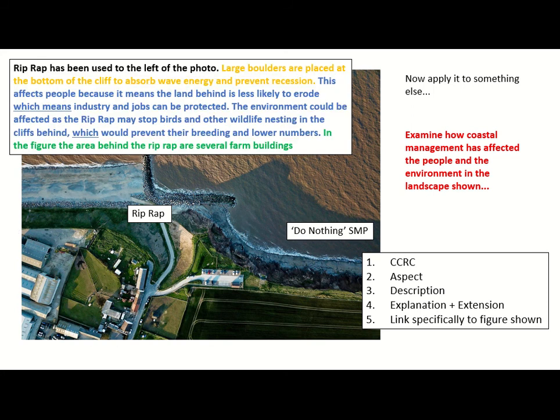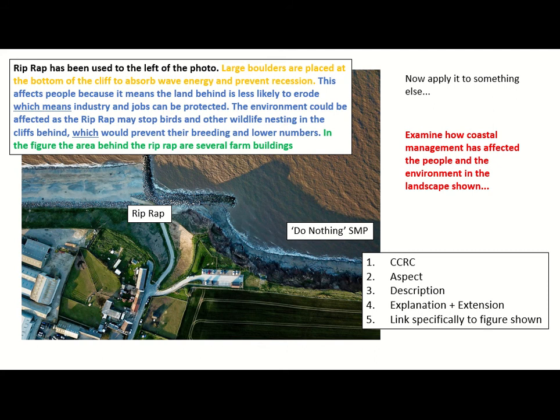So to give you a bit more information, this is something your answer could have looked like. Riprap has been used to the left of the photo. There you go, that's firstly my aspect named. Large boulders are placed at the bottom of a cliff to absorb wave energy and prevent recession. That's the description of what riprap is. Now we're going to explain it and extend it. This affects people, which means the land behind is less likely to erode. So there you go, it's affected people.